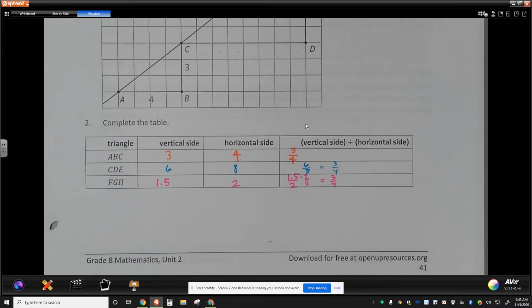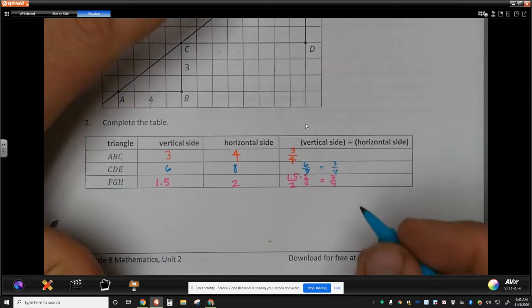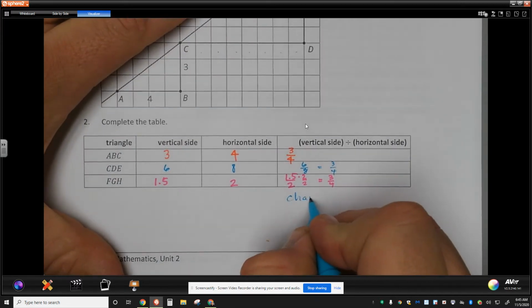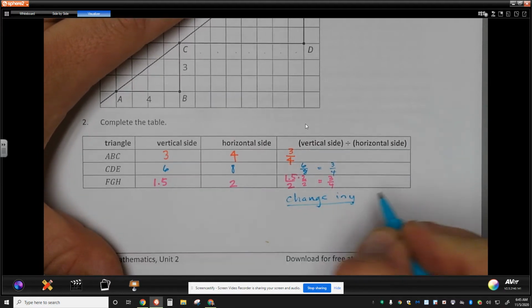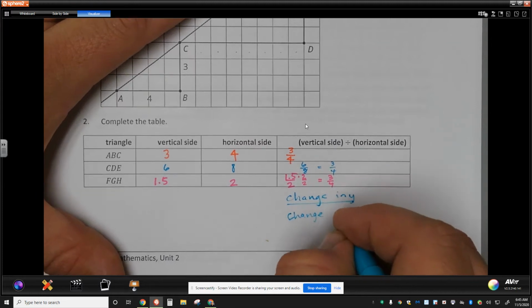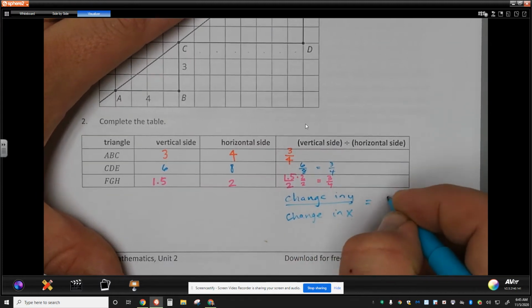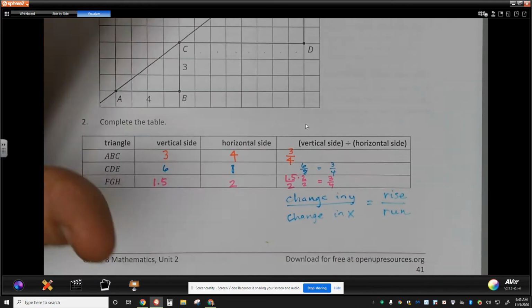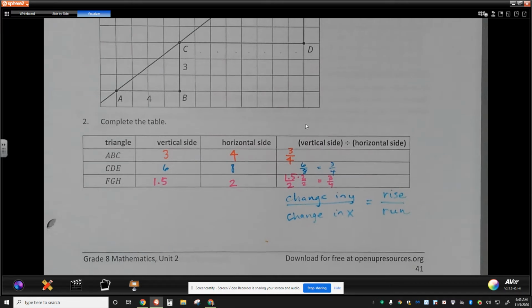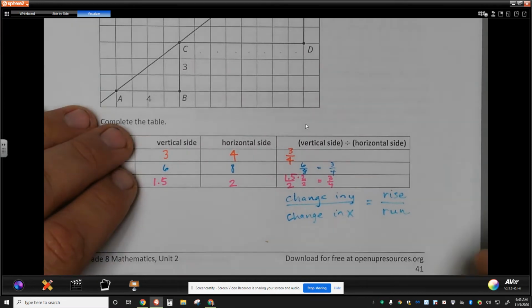When we talk about the ratio that we work with slope, we are talking about the change in y divided by the change in x, which is also known as rise over run. So as we come to know slope, these are the pieces that we'll go ahead and get used to, is that we talk about the change in y compared to the change in x. We always have this as our slope. Let's go ahead and see how that works in the next problem.